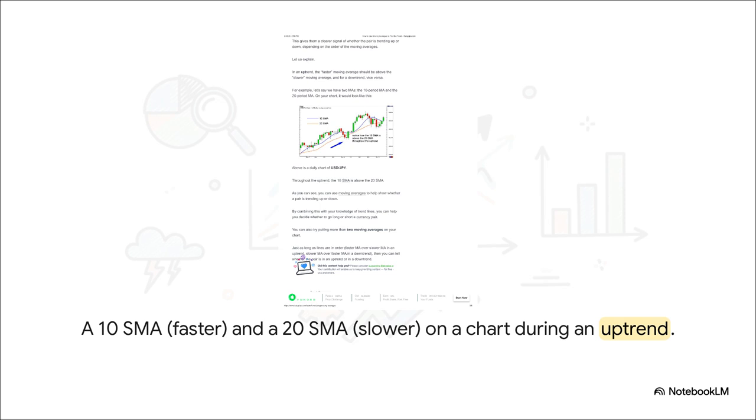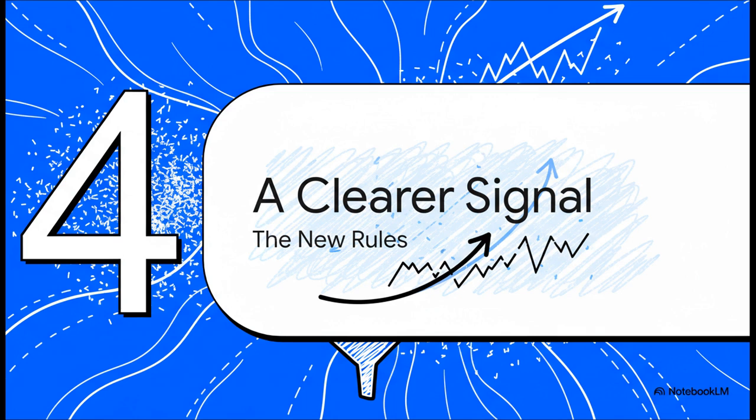Now just look at this. Through this entire uptrend, that faster orange line stays consistently above the slower green one. That's the confirmation we need. That's the signal. See, focusing on this relationship gives us a whole new, much more reliable set of rules. It helps us filter out all that confusing noise and focus on the real trend.